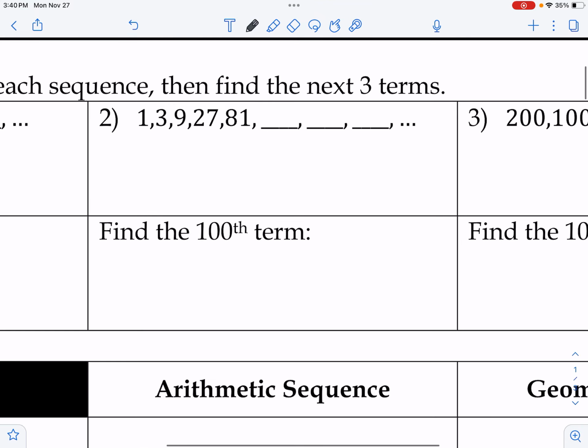Okay, for number 2, the pattern 1, 3, 9, 27, 81. We're not adding the same number each time. We are multiplying the same number each time.